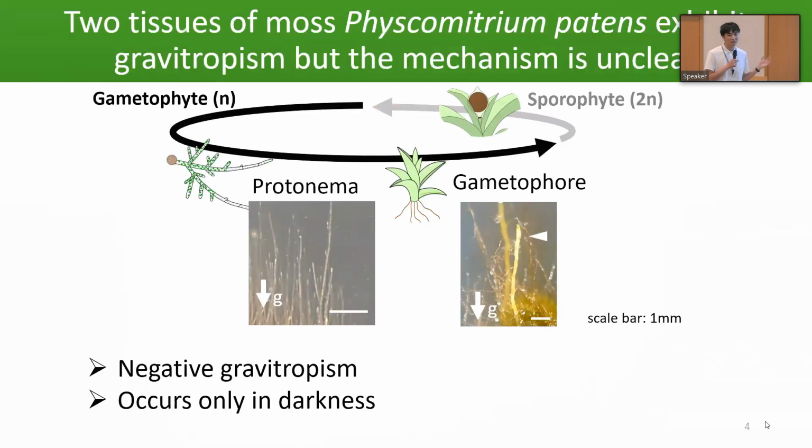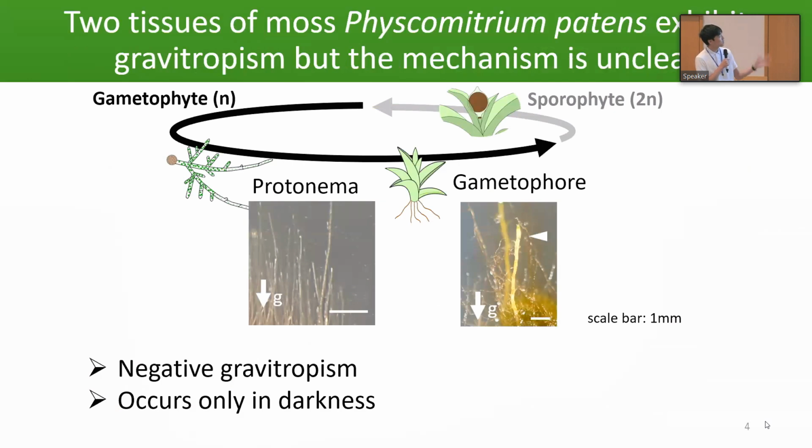Since I'm the first one to talk about this plant, I'm going to explain a little about the life cycle. Unlike angiosperms, it germinates from spores and produces a filamentous tissue. It's a single cell row of tissue called protonema, and they eventually produce a 3D structure called gametophores. The protonema and gametophore are both gametophyte stages. The sporophyte stage is really short. It's just to produce spores.